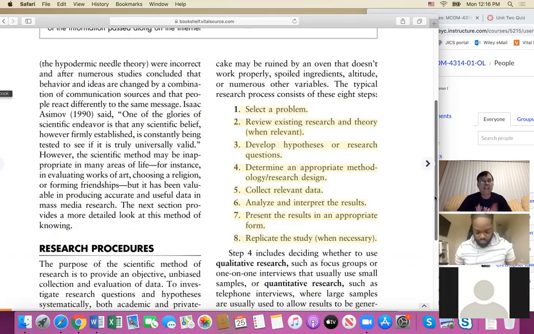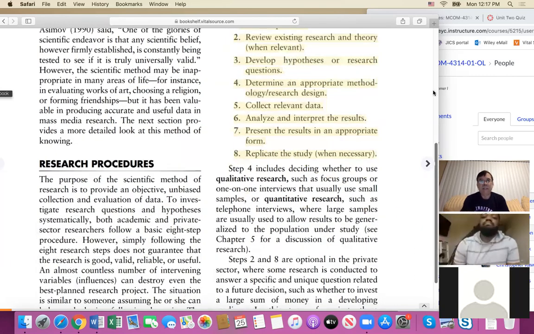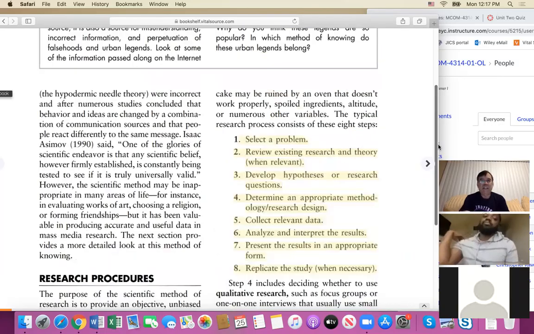Okay, that takes care of your 6 characteristics of the scientific method. Those are on pages 10 to 12. Now let's go to the research procedures, the step-by-step, the systematic. That's on page 13. And on page 13 here, there's 8 steps.